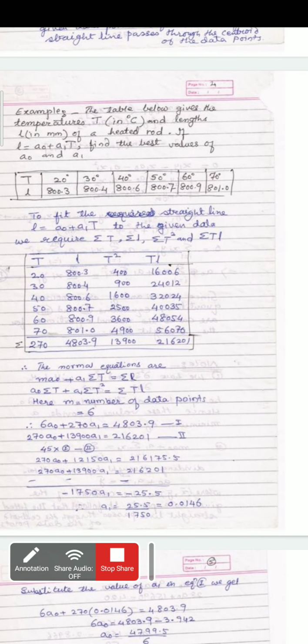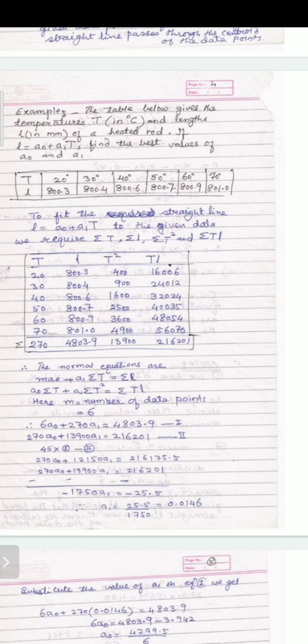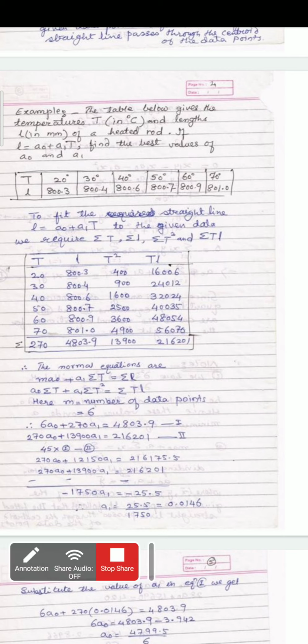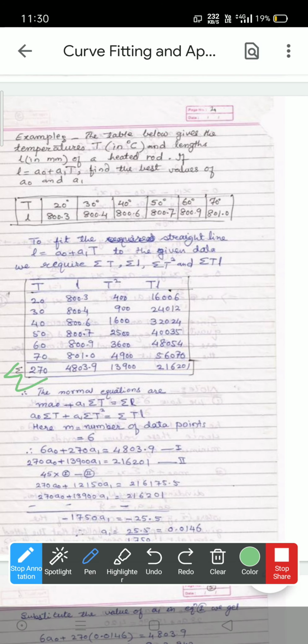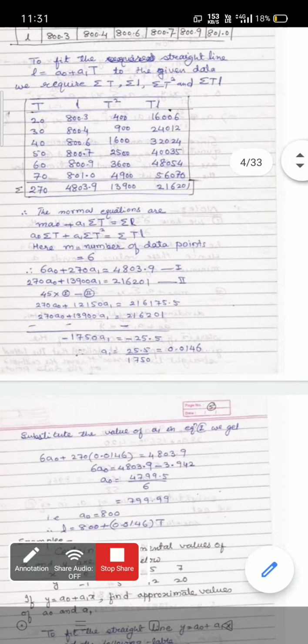We have solved examples on this. For solving examples, we first write the normal equations using the data points. Find all the values, that is, if we have t, then we find t square, tl, and then add all of these, the summation, and substitute from this table the values in the normal equations. So we get equations; solving this equation for a0 and a1, we get our result.